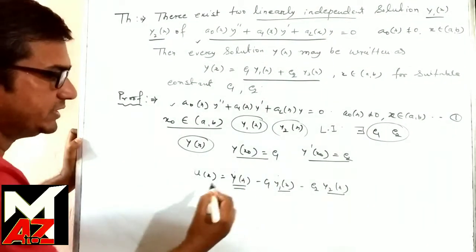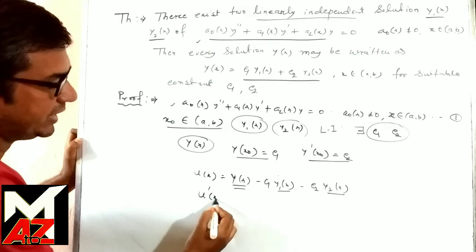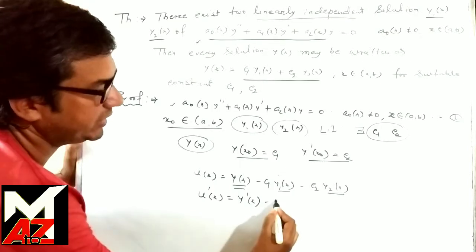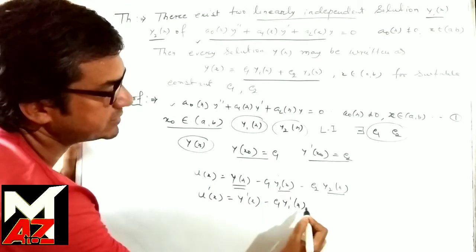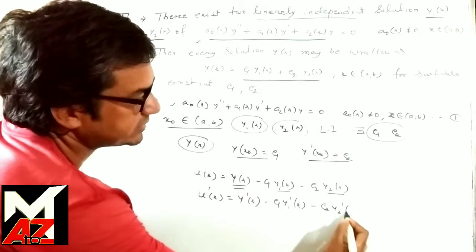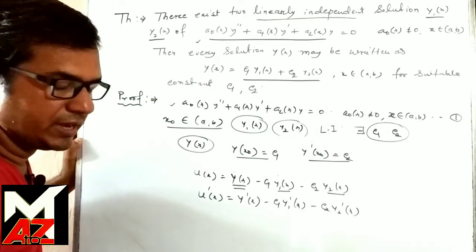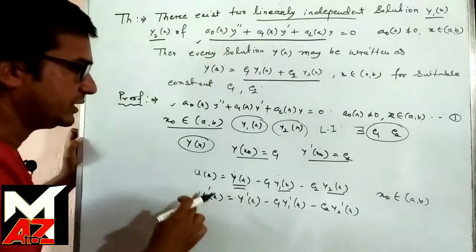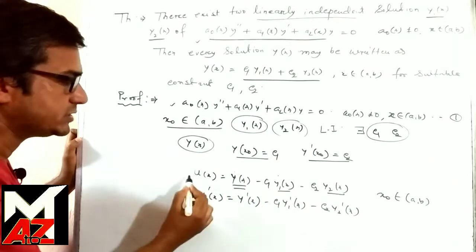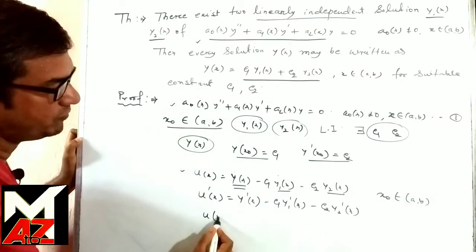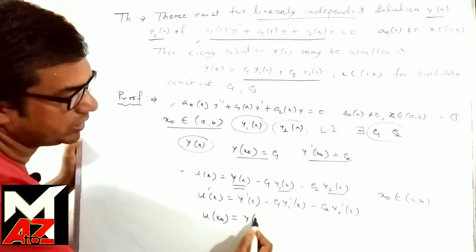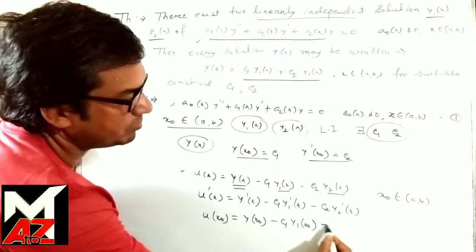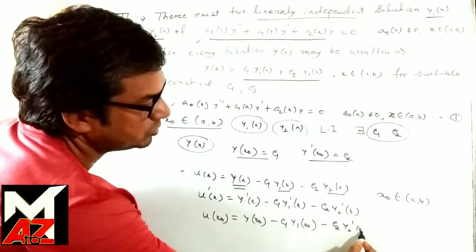Now differentiating this, we get u dash x, which is equal to y dash x minus c1 into y1 dash x minus c2 into y2 dash x. And since x0 belongs to AB, if we put x0 here, we get u of x0 is equal to y of x0 minus c1 y1 x0 minus c2 y2 x0.